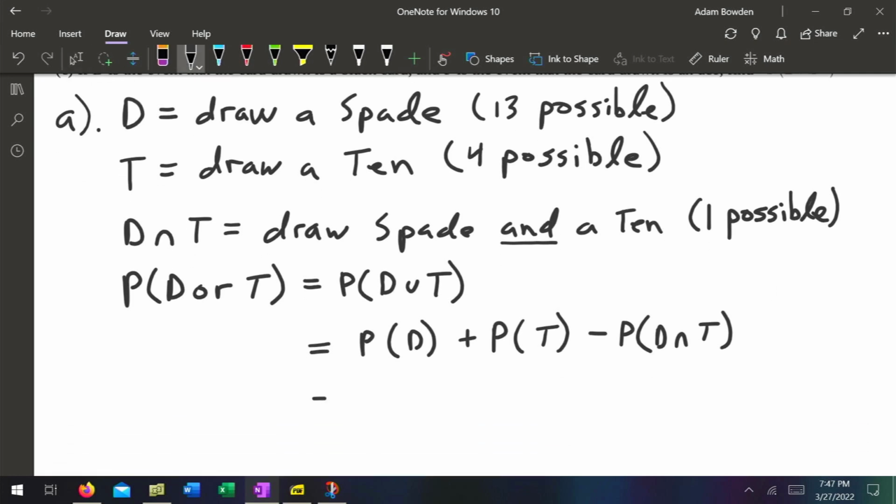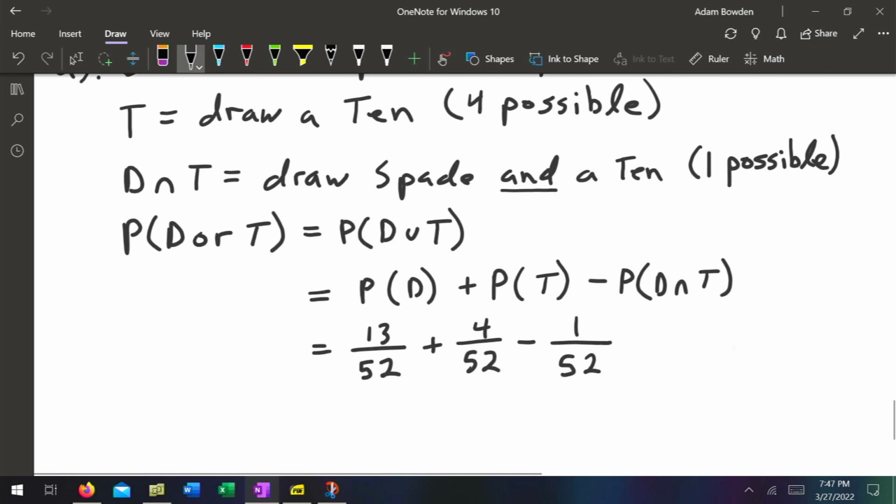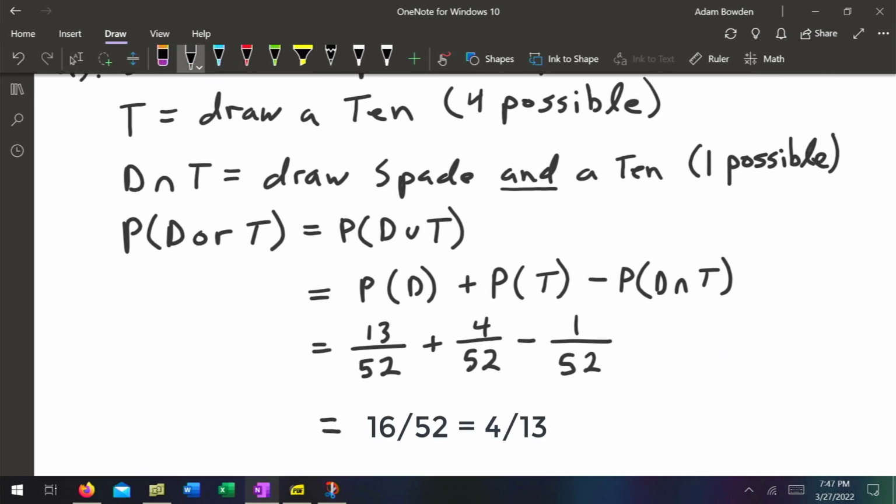And so the probability of D drawing a spade, there are 13 out of the 52, 13 over 52, plus the probability of a 10, which is 4 divided by 52, minus the probability of both at the same time, which there's only 1 out of 52. And so when we put all the numbers here together, it's going to equal 16 over 52, which is reduced down to 4 over 13.